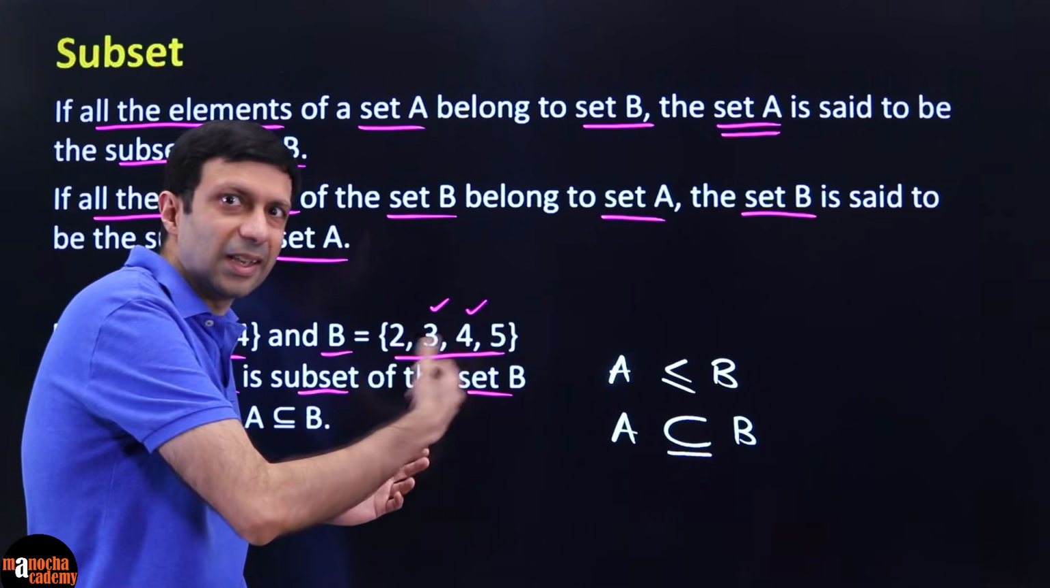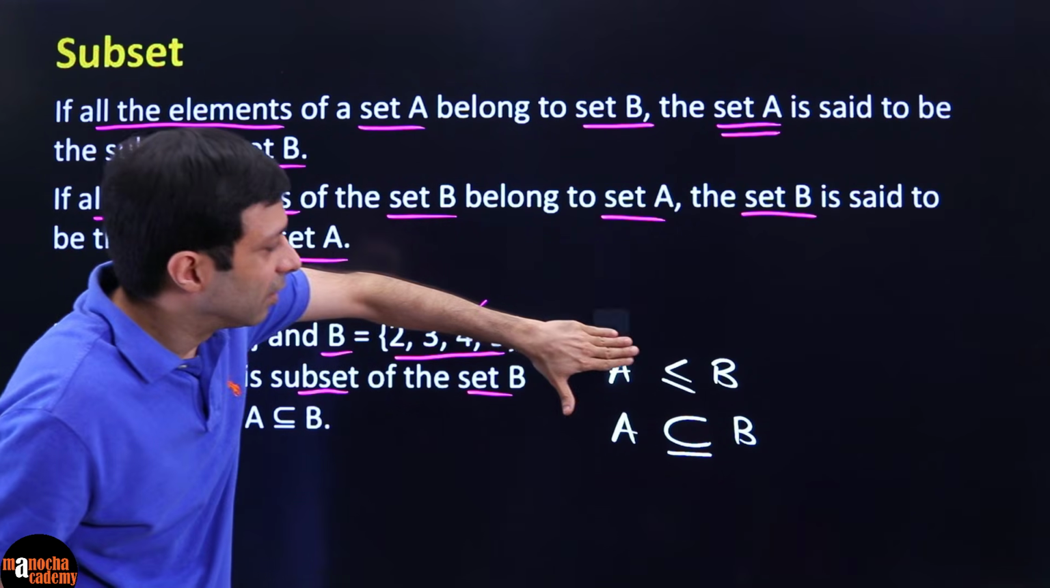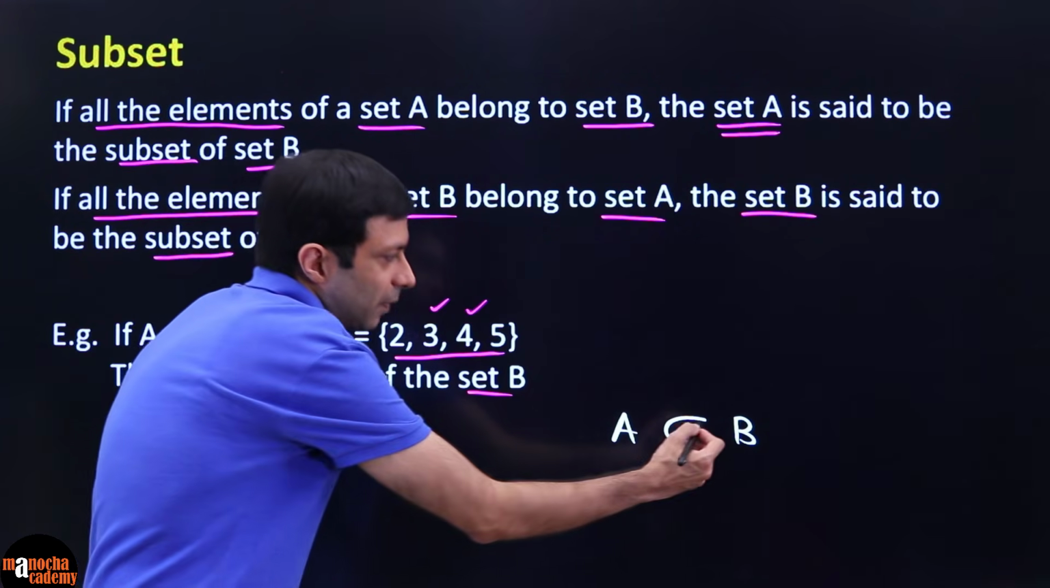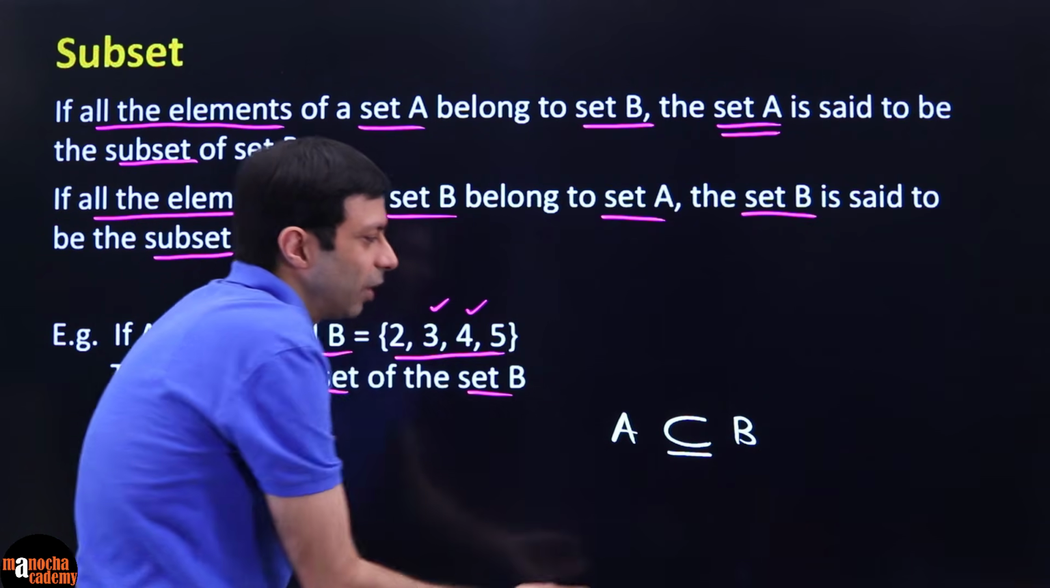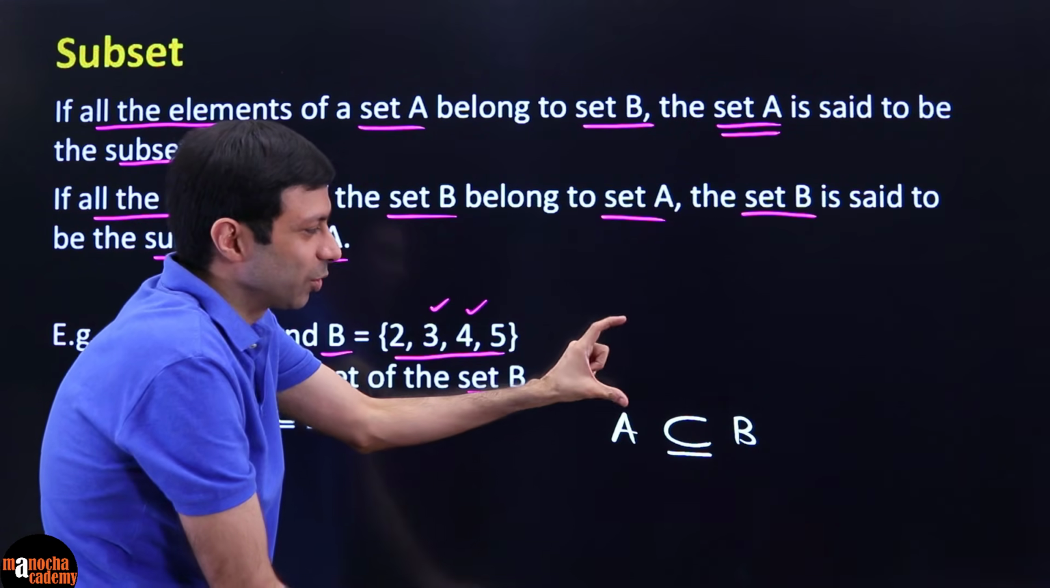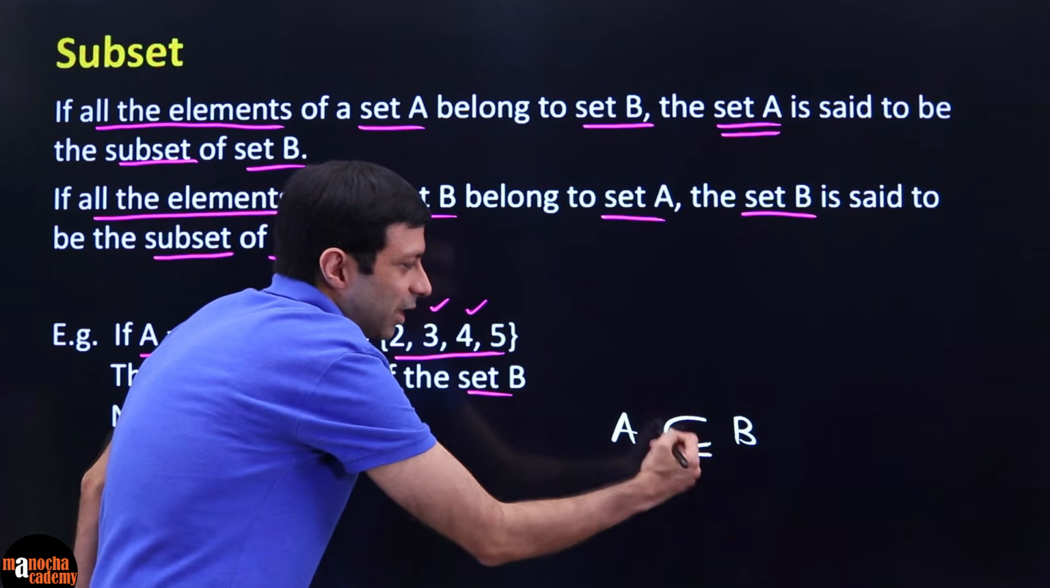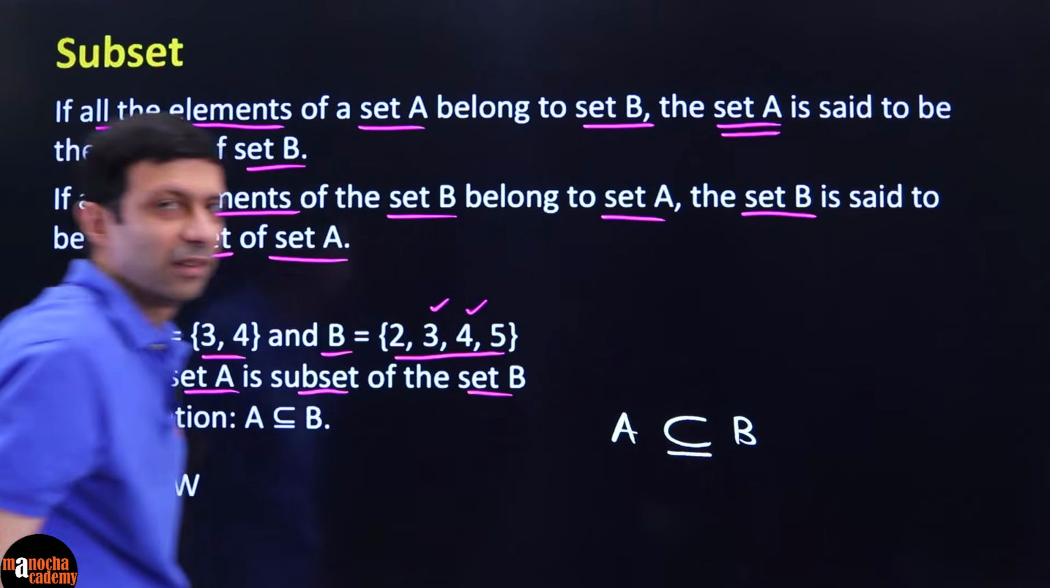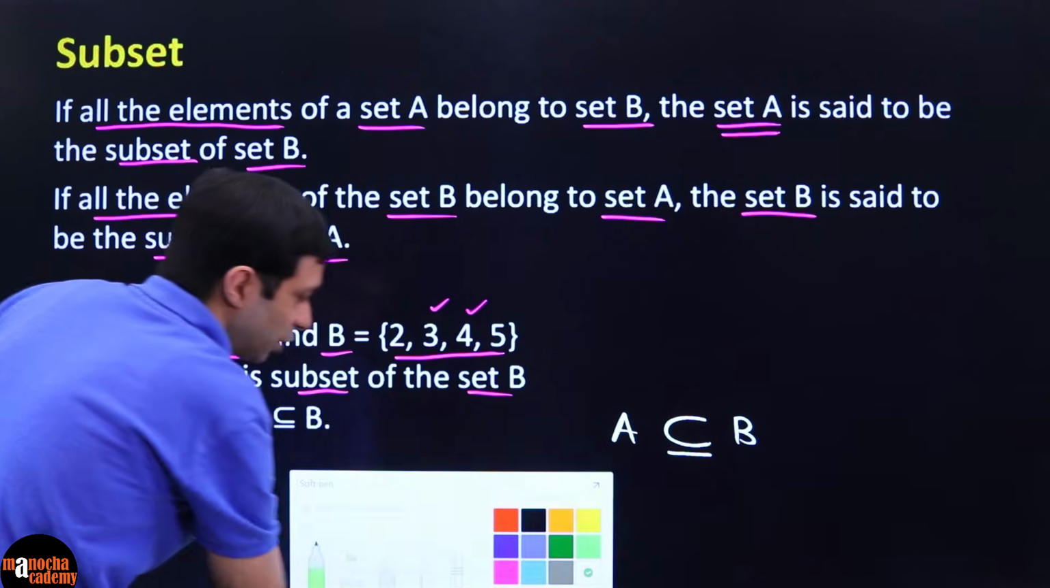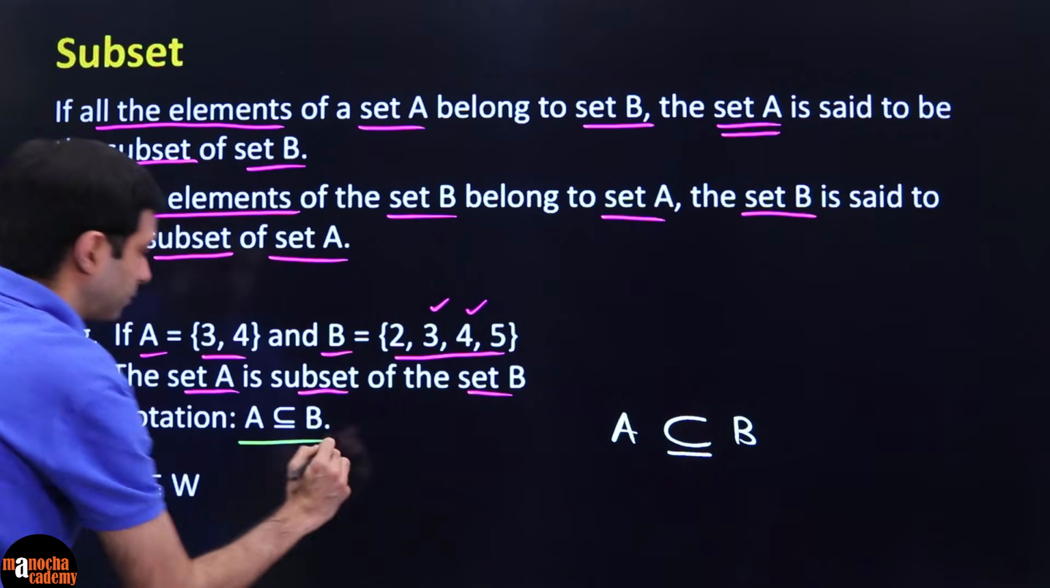It is just like the less than, greater than, but we use this notation, you can call it a squished C. So a C which you have flattened out. So it's like a flattened C and a line. So this is our notation for subsets.